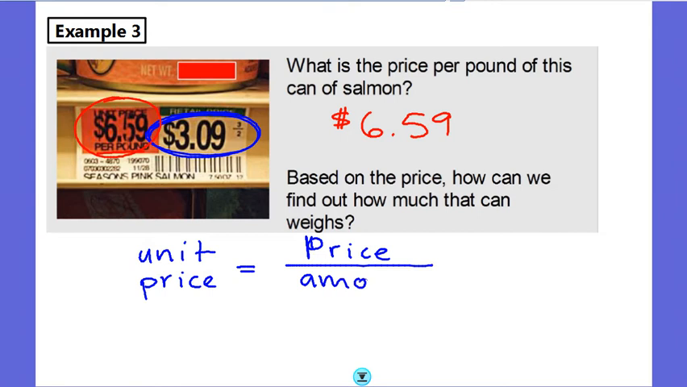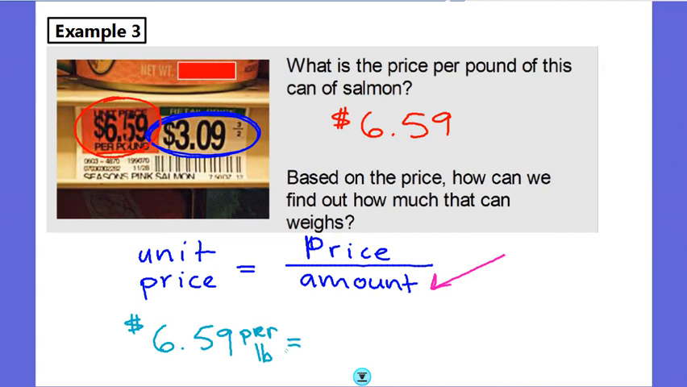And what am I trying to find in this question if I'm asking you how much the can weighs? Am I finding the price or the amount? I want to know what the amount is. I have 2 out of the 3 things here. I have what the unit price is. The unit price is given to me on the sticker, and it's $6.59. And that is the pounds, or price per pound. It's dollars per pound. So if I want units for this, it's $6.59 per pound of this canned tuna.